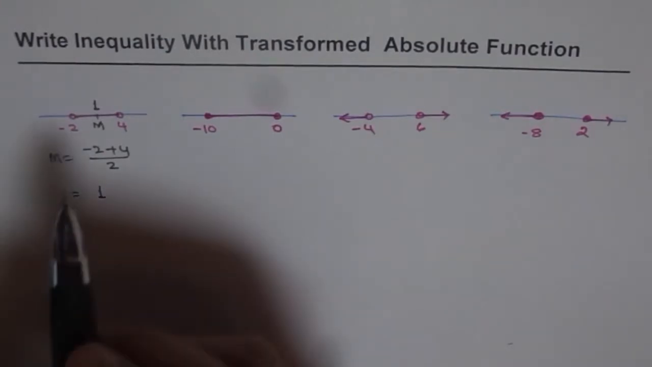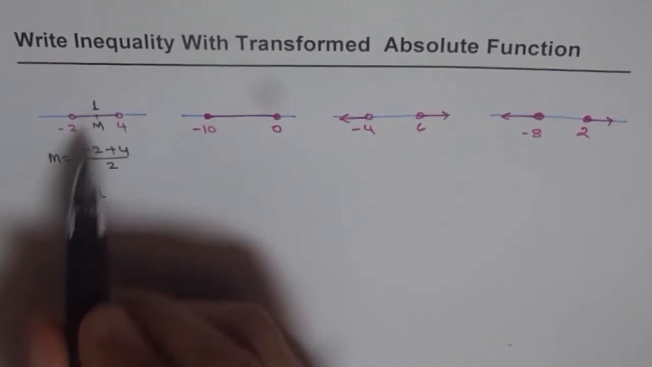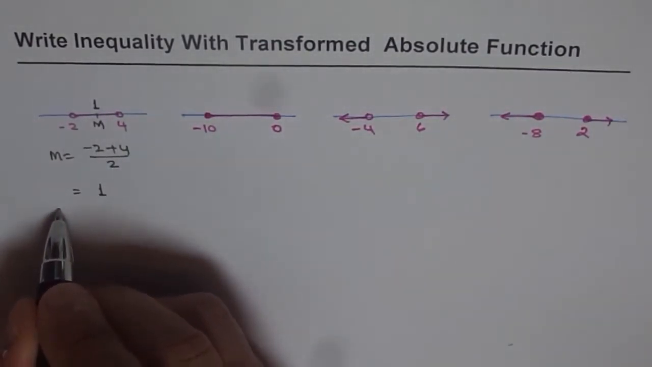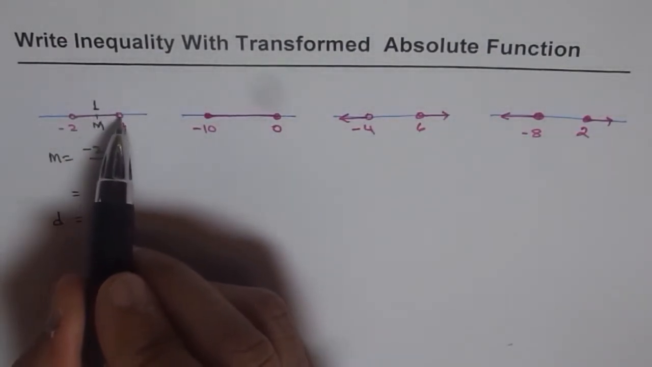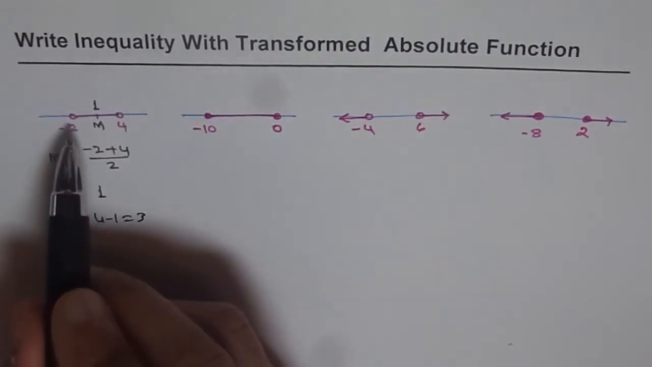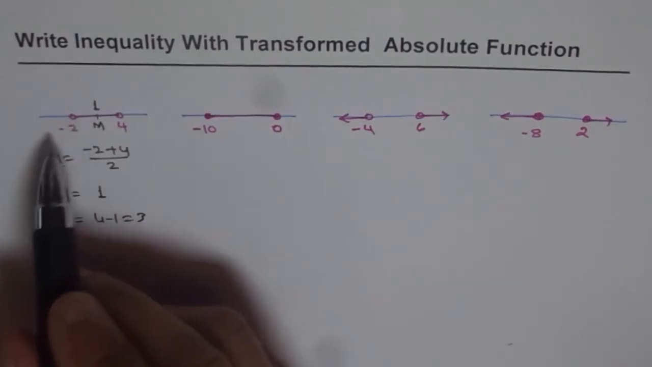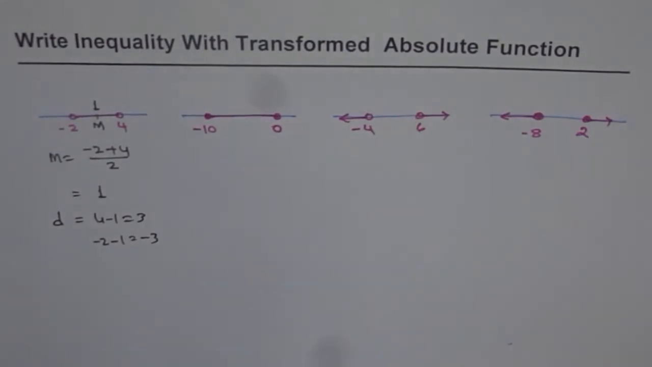Second thing is, how far is this middle point from each end? That is, 4 minus 1 is how much? So that is what we are trying to find, distance, d. So how much is the distance from middle to the ends? 4 minus 1 is 3, right? You will see this is also 3, but negative. So it's -2 minus 1, which is -3, right? So the distance is 3 units from either side. As you understand, for absolute function, it's all positive. Distance is positive, right?